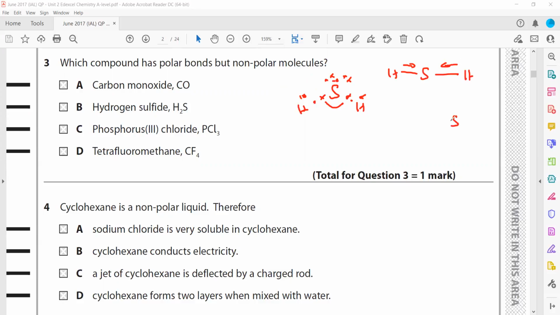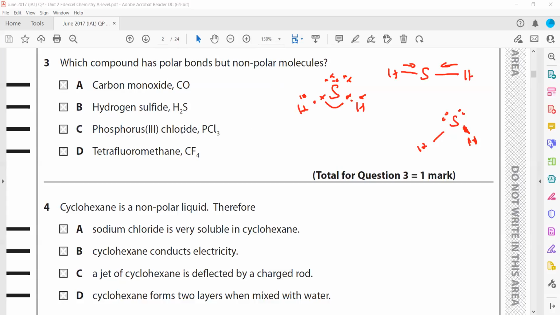But because it's a bent structure, even in hydrogen sulfide the two bonds will not practically be the same length. They will have a different length as well. That's why it won't be symmetrical. If the molecule is not symmetrical, then it won't be non-polar. It will be polar.